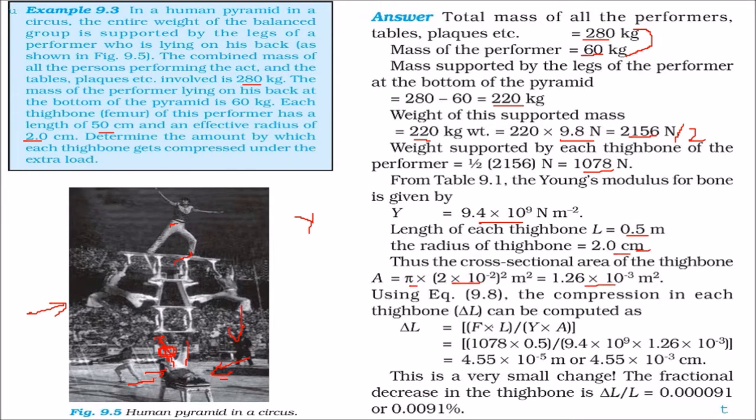And of course we know that Young's modulus is given by stress upon strain. Stress is F by A, strain is delta L by L. So delta L can be found using F into L by Y into A. Put in all these values, which we have found, and this will be around this number. This is a very small change. The fractional decrease in the thigh bone can be obtained by delta L by L, so this is around 0.0091%.